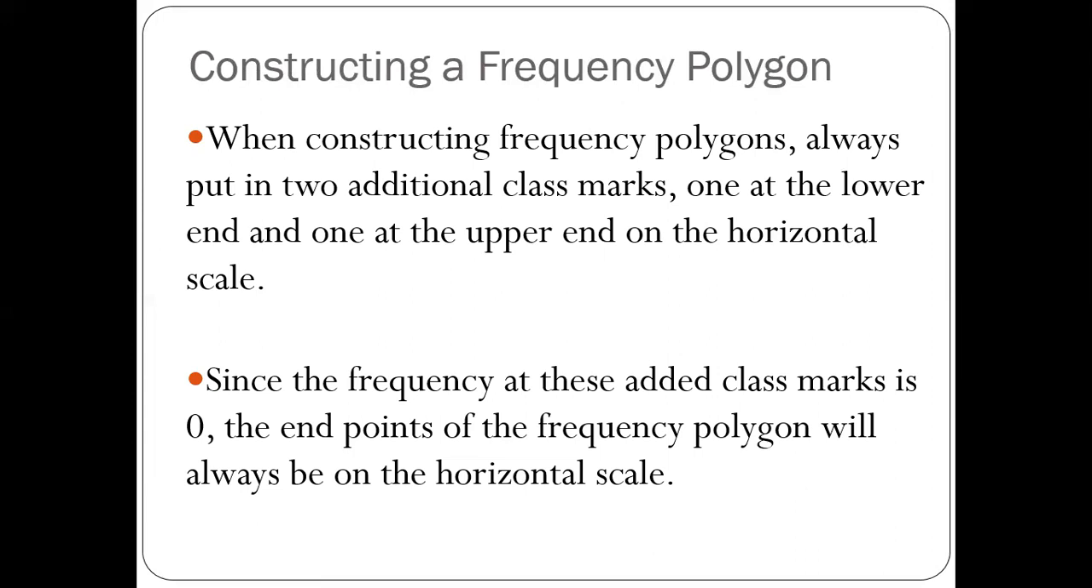When constructing a frequency polygon, always put in two additional class marks, one at the lower end and one at the upper end of the horizontal scale. Since the frequency at these added class marks is zero, the endpoints of the frequency polygon will always be on the horizontal scale.